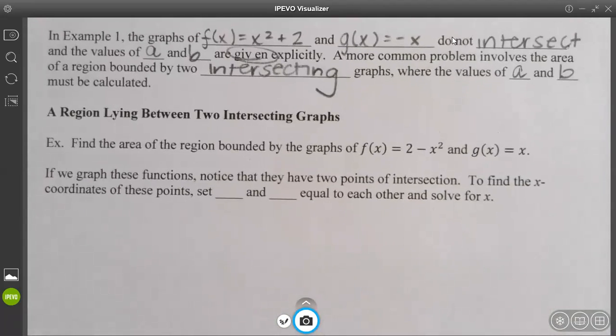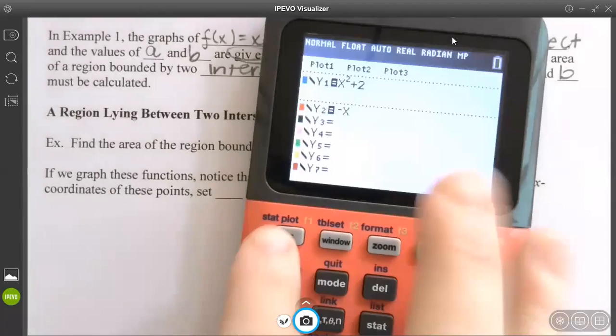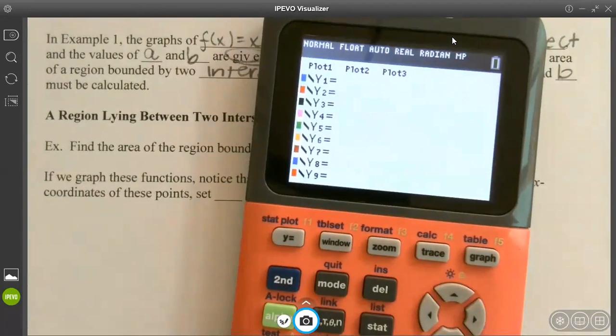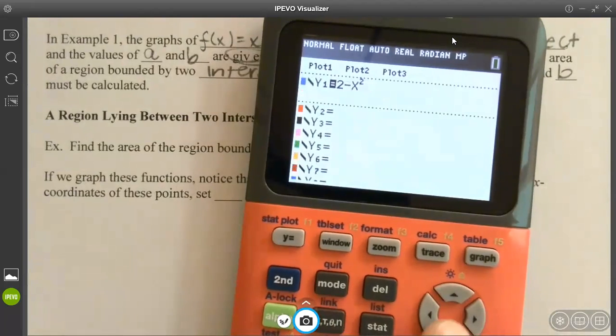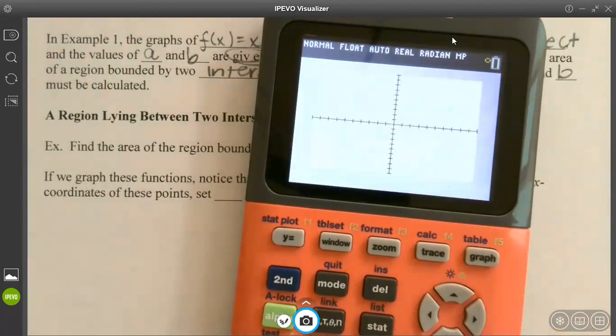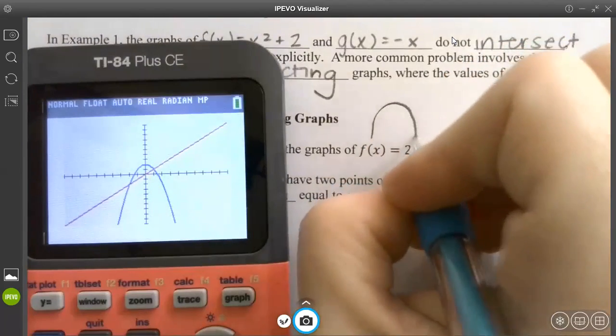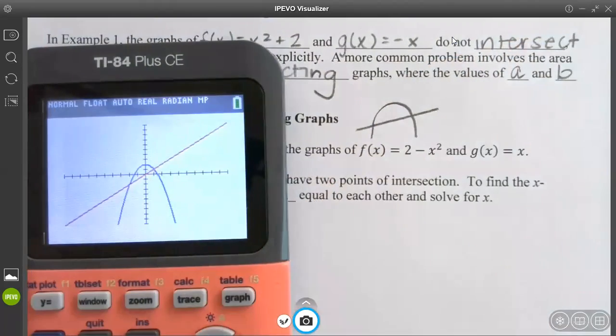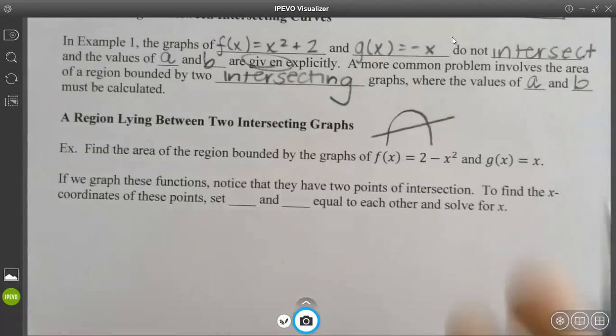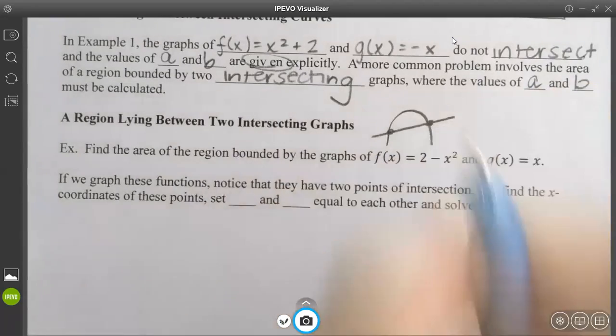So it says a region lying between 2 intersecting graphs. Find the area of the region bounded by the graphs of 2 minus x squared and x. So if we graph these functions, notice that they have 2 points of intersection. So we're going to graph them. I have 2 minus x squared and just x, and I'm going to graph. So they look like this. I'm going to go ahead and draw this up here for you guys. So that's what it looks like. So they have these 2 points of intersection right here.